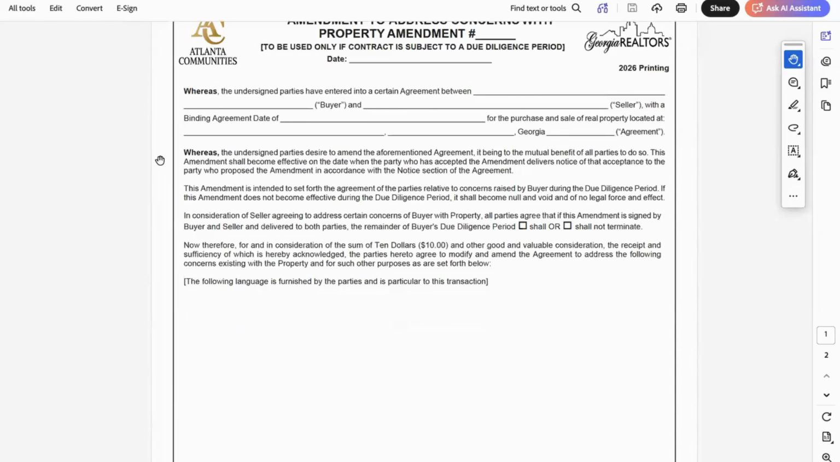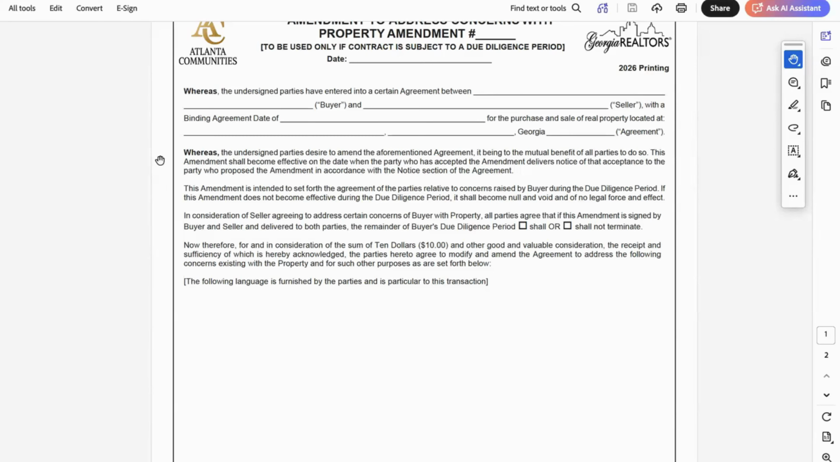Binding agreement date. This is very important legally. It is the date when the last party signed the contract and notice of acceptance was delivered. This date controls deadlines like due diligence period, financing contingency, closing timeline, etc. Amendment purpose. This form states the parties desire to amend the agreement for their mutual benefit. Both buyer and seller agree to modify the contract terms.